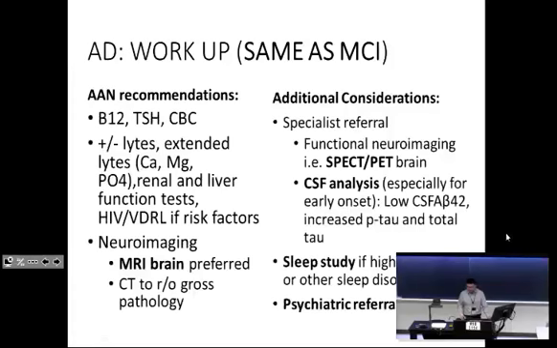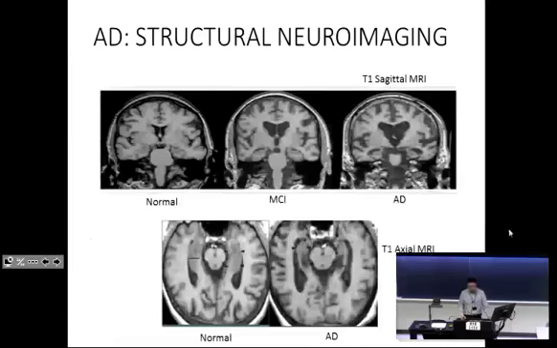Workup, we already talked about this. It's exactly the same as MCI. I'm not going to belabor the point, but it is exactly the same. Structural imaging. So we already talked about our architect and how you have to look at the hippocampus. That's probably one of the most important indicators that this person may have a neurodegenerative pathology.